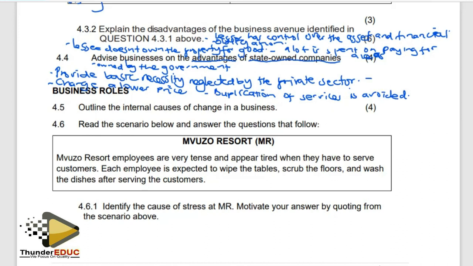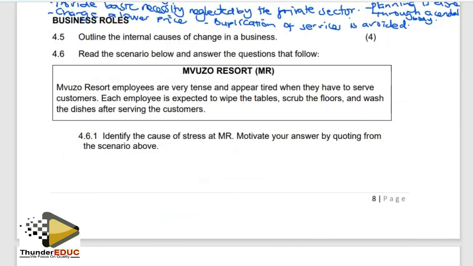Planning can be done through a central control. Planning is done through a central body. And we think these people are knowledgeable enough. They understand the economic climate. They can come up with appropriate policies that can benefit the business. Such things and so many others can be found under advantages of state-owned companies. State-owned companies are businesses which are owned by the government. They are government-owned enterprises.